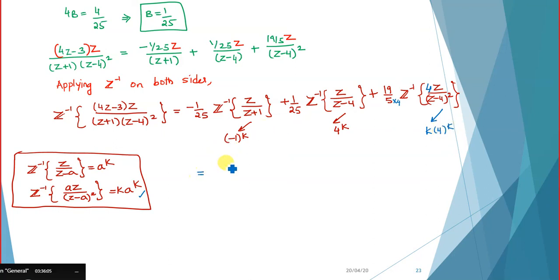Okay. Then we combine the result. Minus 1 over 25 minus 1 to the power k, plus 1 over 25 4 power k, plus 19 over 5 times 4 over 20 k 4 power k. This completes the solution. Now the thing is that we have to modify this term in such a way that we are able to make use of this rule.